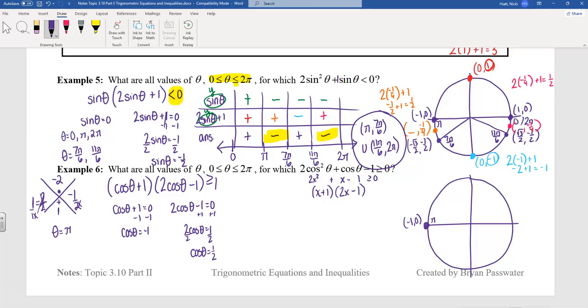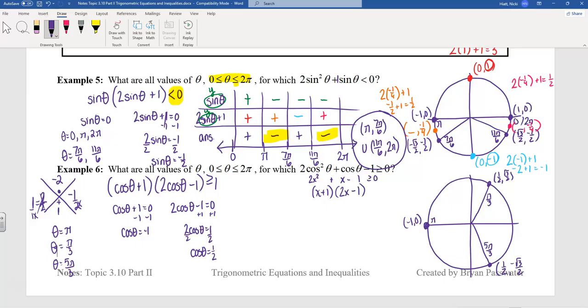And then I got to think of where that x coordinate is 1/2. That happens right here. There's 1/2, root 3 over 2. And also right here, this is 1/2, negative root 3 over 2. So that is at pi over 3 and 5 pi over 3. So theta is pi over 3 and 5 pi over 3.